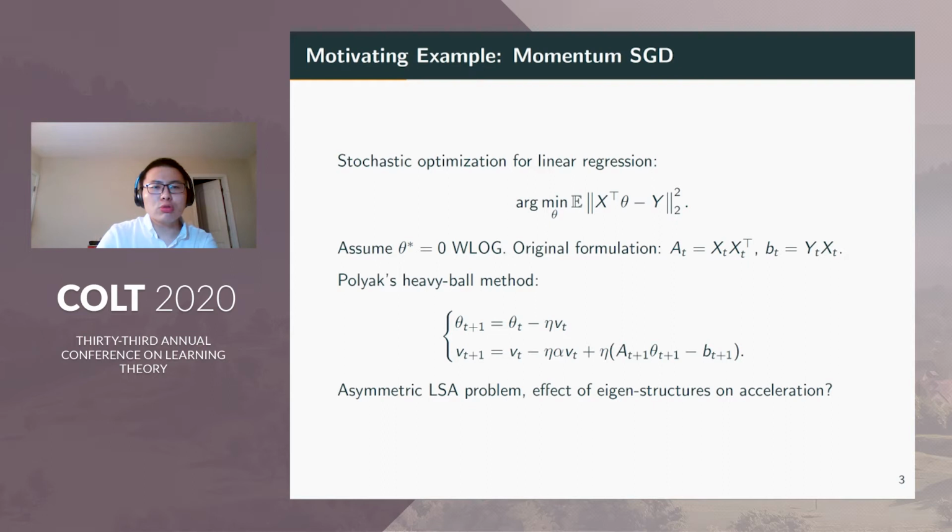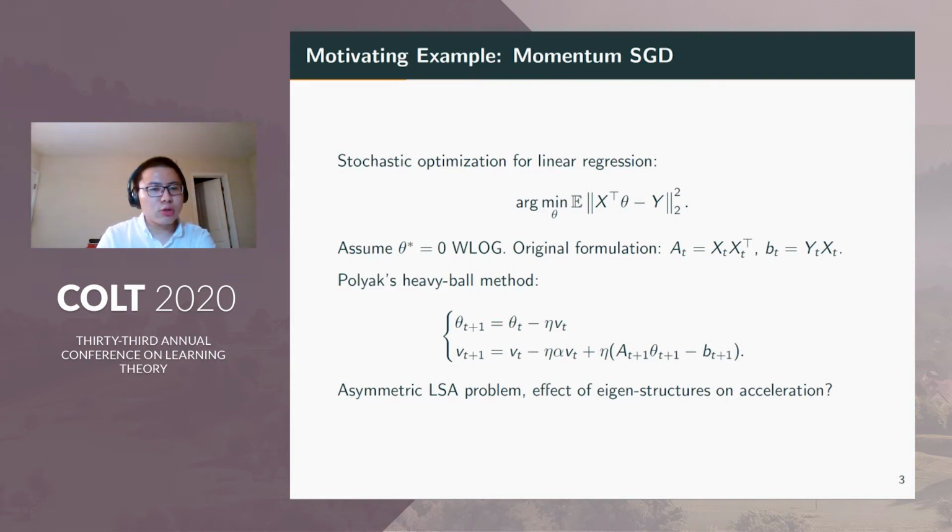Let's first look at two motivating examples. The first example is from stochastic optimization. You are trying to solve this linear regression problem, and of course you can use SGD to solve that. In such a case, the population level matrix A is just the covariance of the design vector, and this becomes the simplest form of linear stochastic approximation.